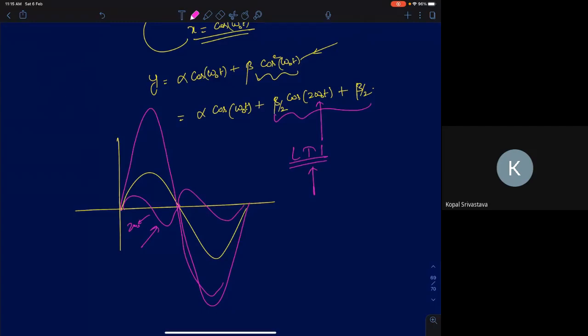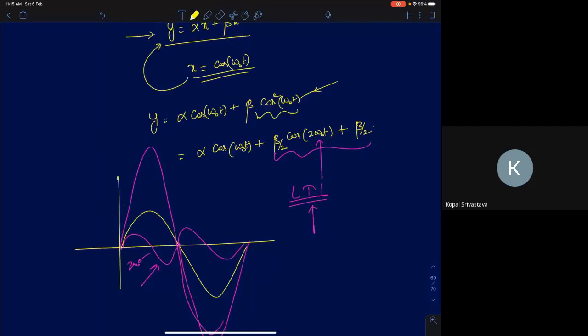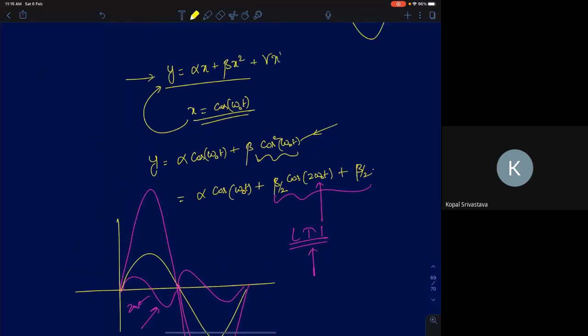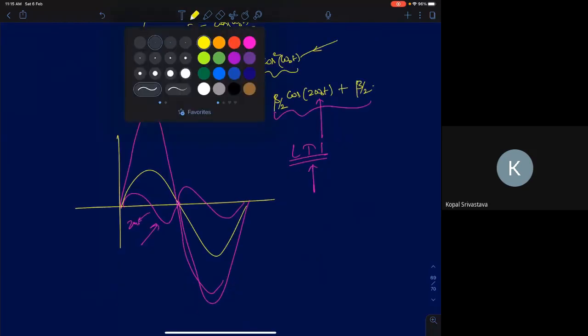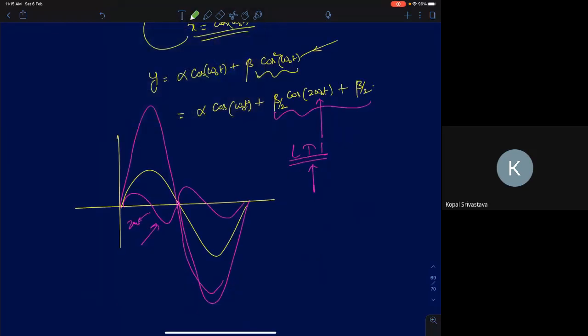Similarly, if I include a term with some gamma times X cube, you should logically expect a term. What frequency do you think will be present if I assume X cube? 3 omega naught, right? So you should expect 3 omega naught. Within one cycle, it will undergo 3 cycles. So you should expect 3 omega naught to be present.